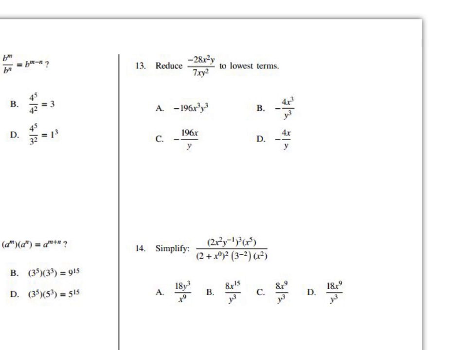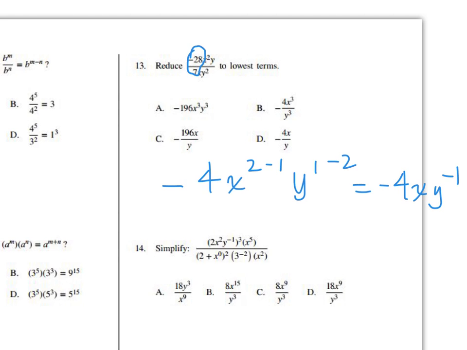So let's take a look first at those constants. So I have negative 28 over 7. Does negative 28 over 7 reduce? Does 7 go into 28 evenly? Yes. How many times? Negative 4. All right. Then I have x squared over x, so that's going to be x to the 2 minus 1 power. And y over y squared, so that's y to the 1 minus 2 power. So that's going to give me negative 4, x to the 1, y to the negative 1.